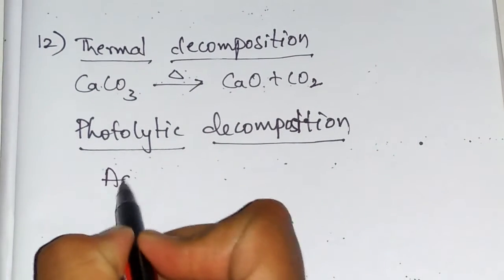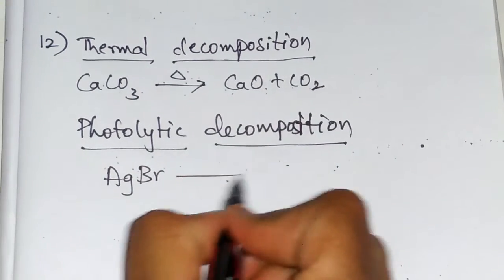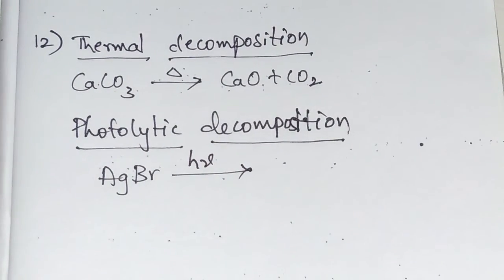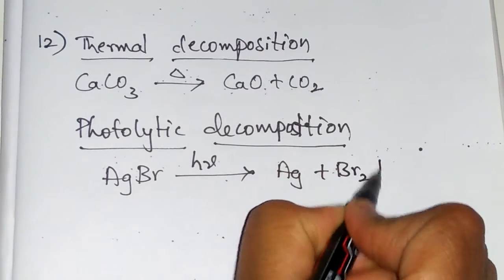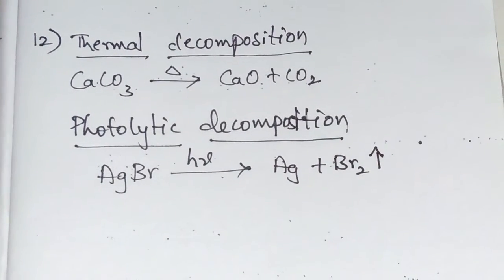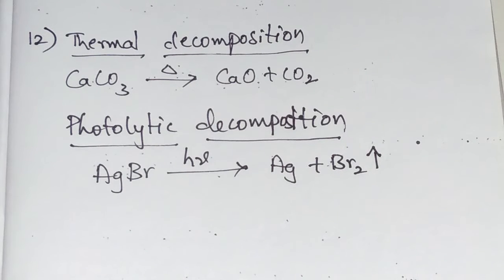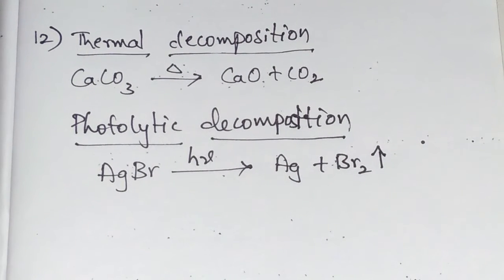In this we can write silver bromide, which is in light yellow color. When it is exposed to sunlight, we can write here h nu. In the presence of sunlight, it converts into gray color silver. Along with that, bromine gas also is formed. Colors are very important in our chemistry. Products whatever are formed, before what is the color, after what is the color, this color changes if anything is there. That's very important in chemistry.